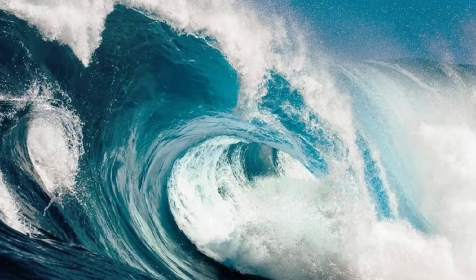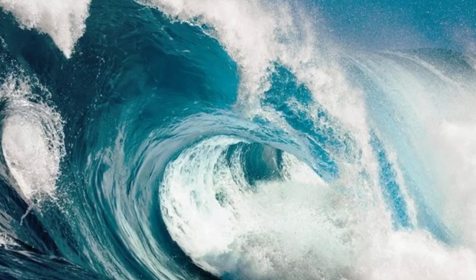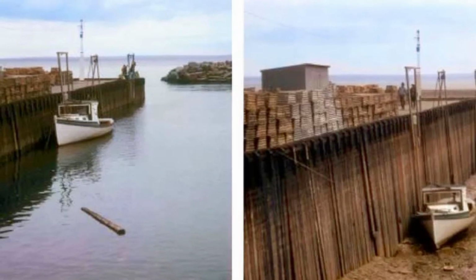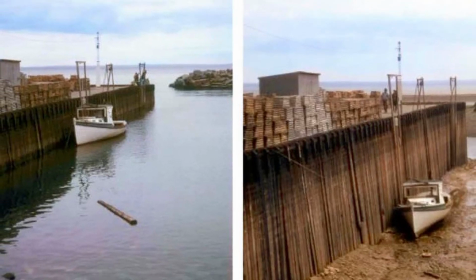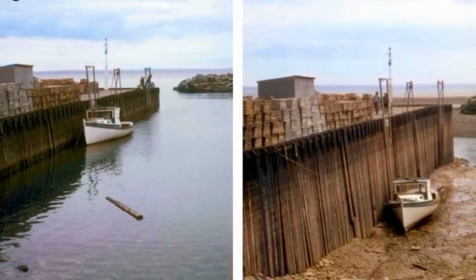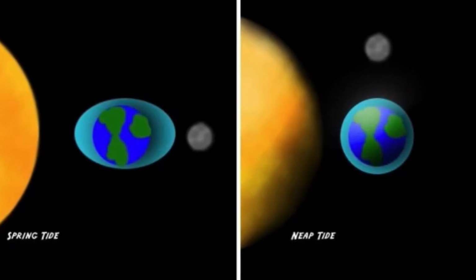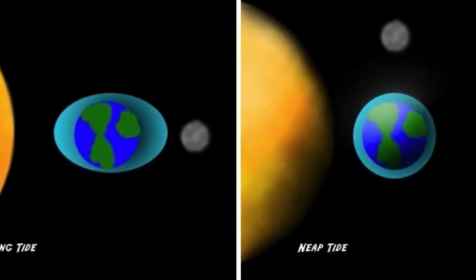What are waves? Waves are formed when the wind blows across the surface of the sea. What are tides? The rise and fall of the sea gives us tides. Tides take place mainly because of the gravitational attraction of the sun and moon on the oceans of the earth.